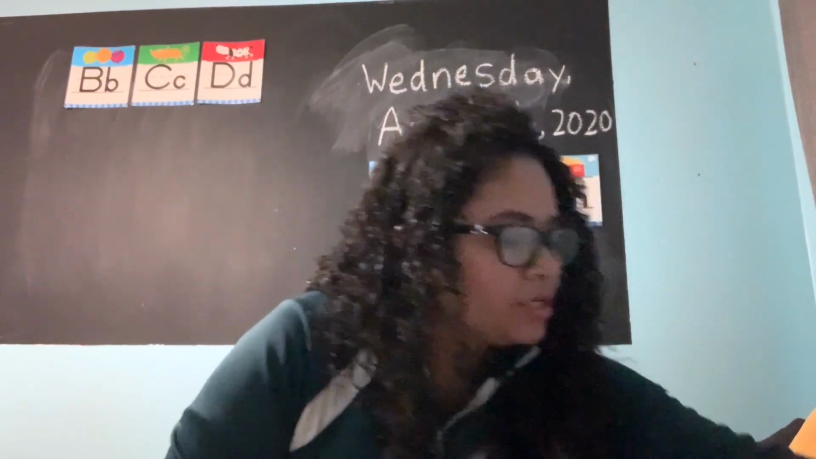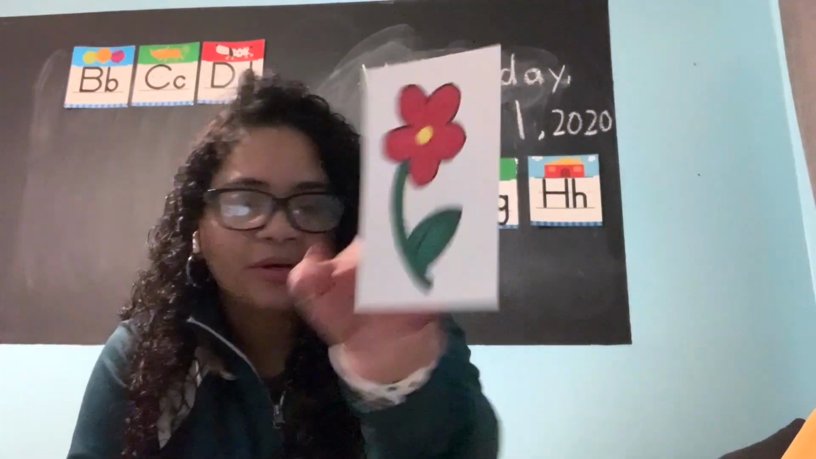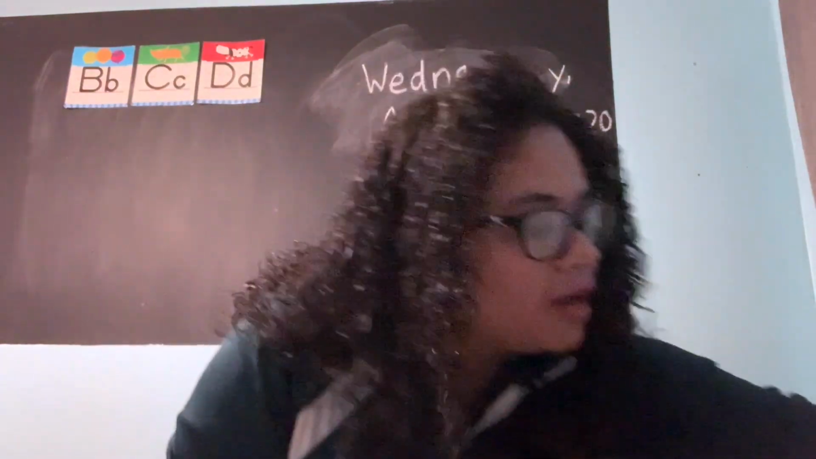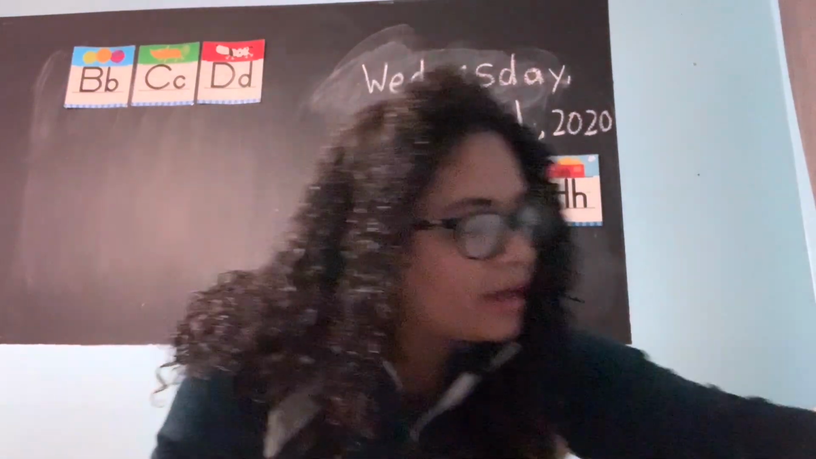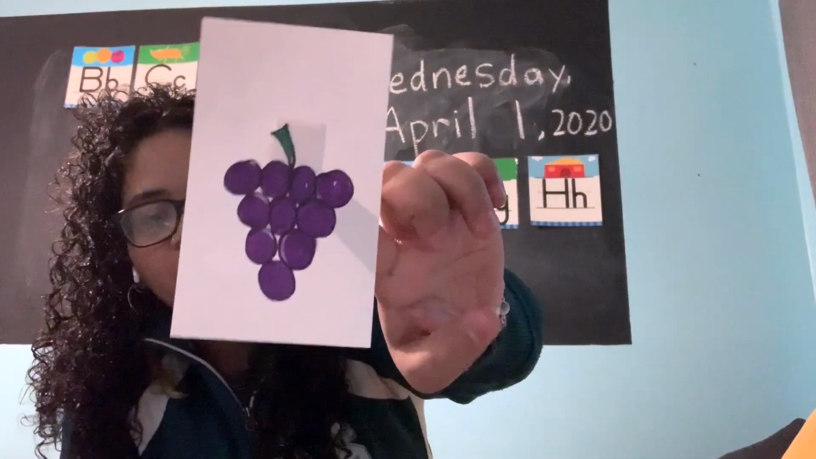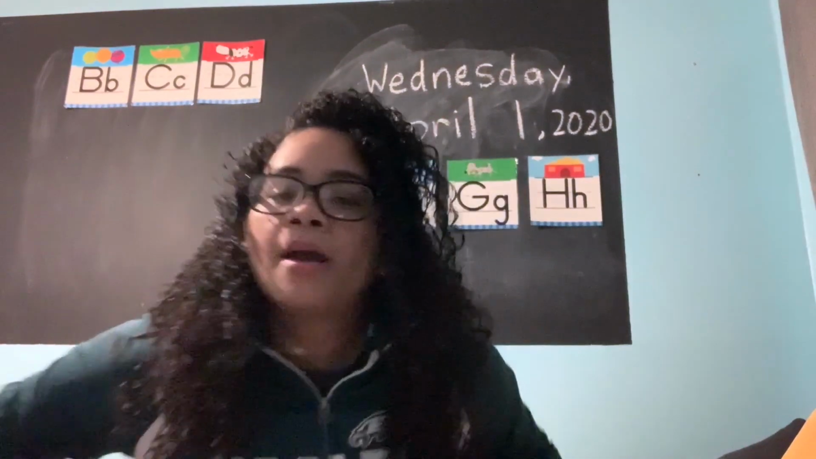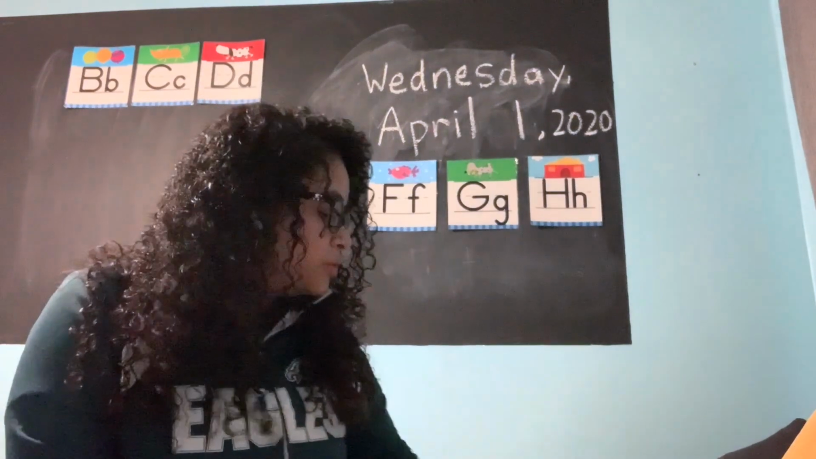So I have a picture here of a heart. I have a beautiful little flower. I have a bottle of glue. I have a hat. And I have grapes. And my last one is I have a fire. I'm going to pick a drawing and you guys are going to help me put it under the letter that it starts with. So let's do the first one.